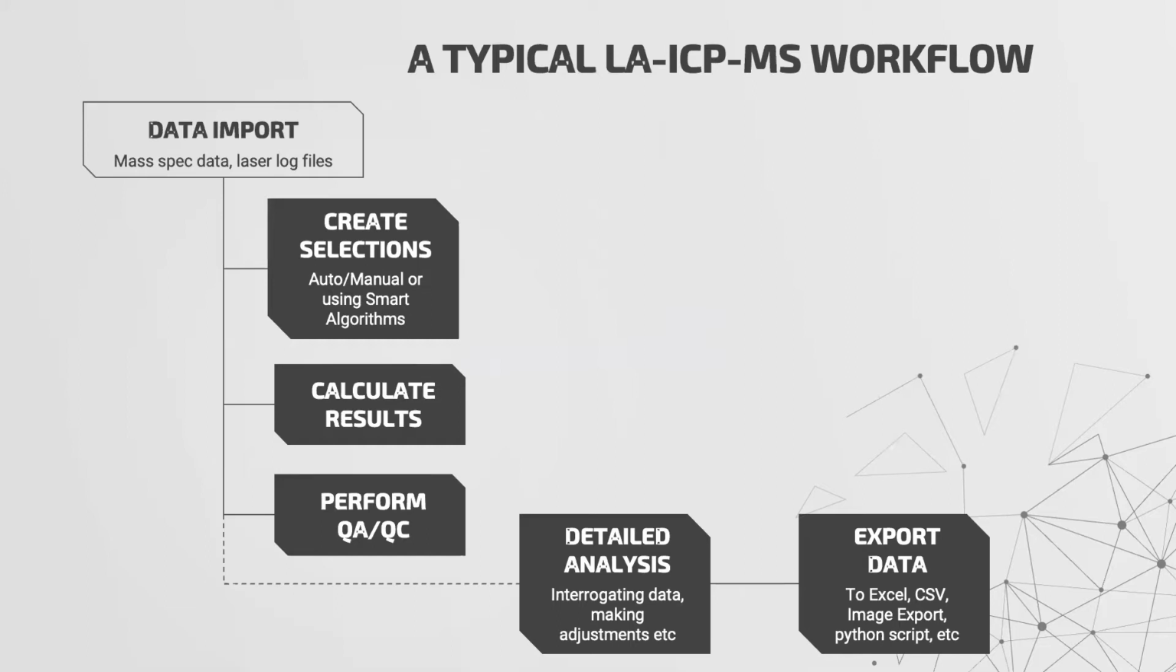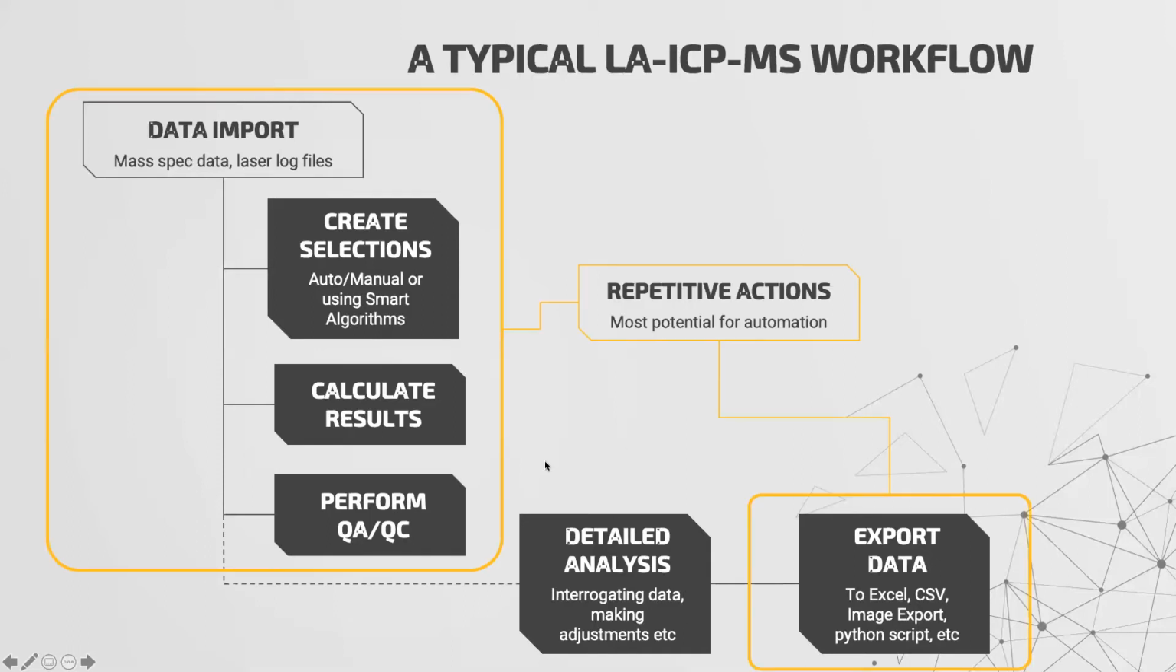So just to illustrate where processing templates can have the most effect, this is just a typical workflow that we've sketched out. So you might start off with some data import, where you import your mass spec data and a laser log file. Then you'll create some selections. Then you might calculate some results running in DRS, etc. Then you probably want to perform some QAQC, make sure that your secondary reference materials have performed the way you expect them to. Then you would potentially go back and adjust your selections. You then might look at whether the data makes sense. You might make additional plots, those sorts of things. And then once you're happy with it, you'd export your data.